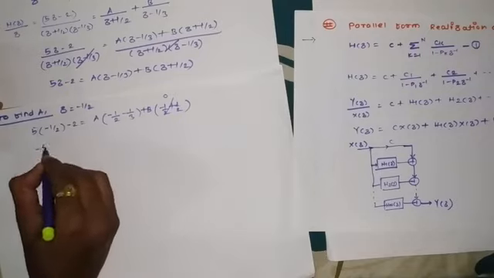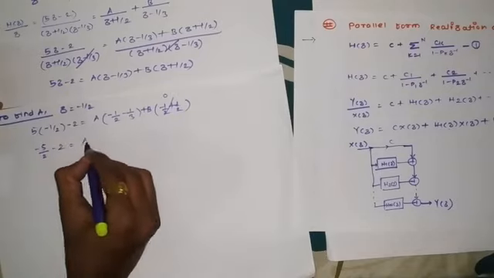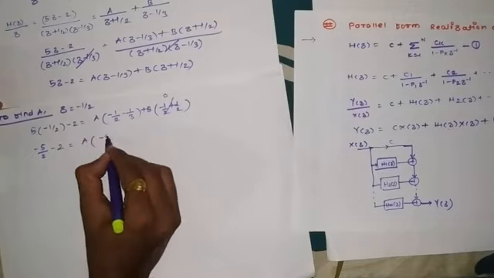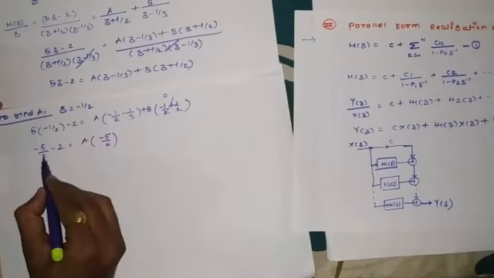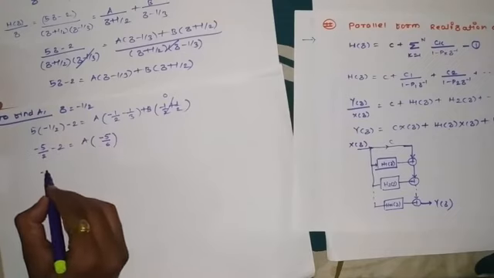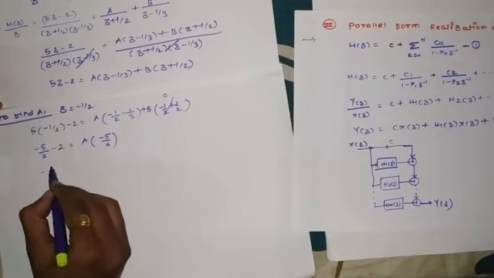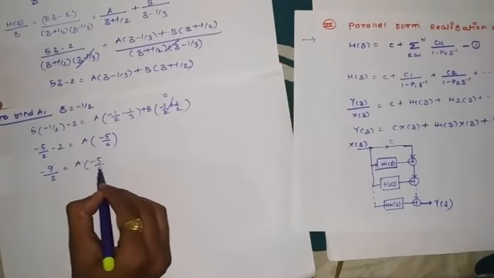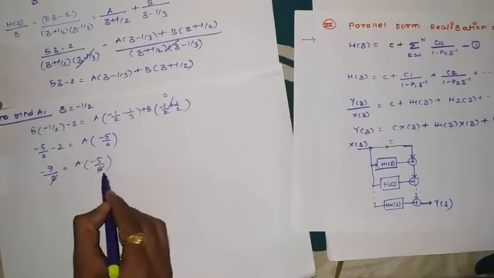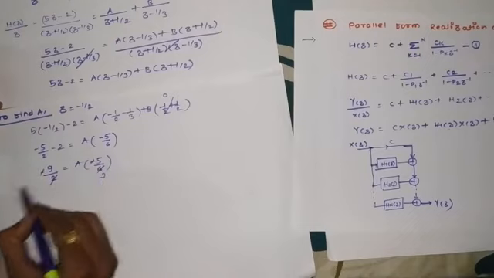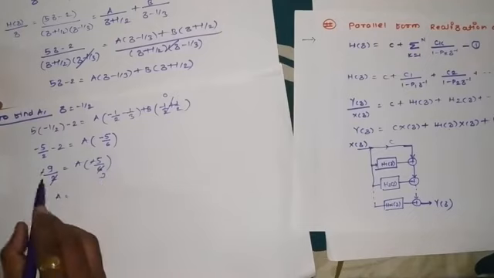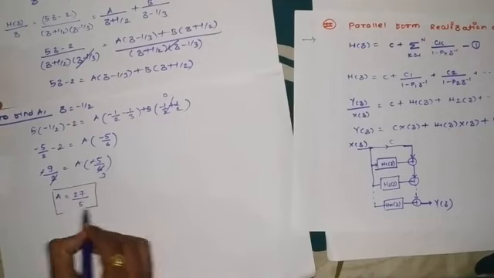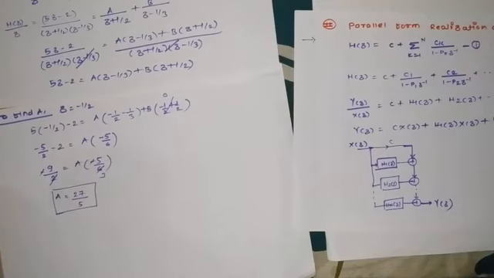Now we'll simplify this. This is -5/2 - 2 equals A into, we'll cross multiply these terms, (-3 - 2)/6, which is -5/6. Again cross multiplication, it will be (-5 - 4)/2, so I'm writing directly -9/2 is equal to A into -5/6. Now this 2 and this 6 will leave 3. The minus minus will get cancelled and we'll get A equals 9 into 3, that is 27/5. So this is our first coefficient, 27/5.